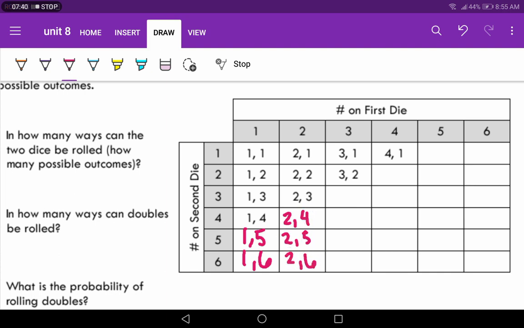And it's a pattern, right? So you should be able to kind of see what's happening. You shouldn't really need to copy this. You should be able to fill this in on your own.